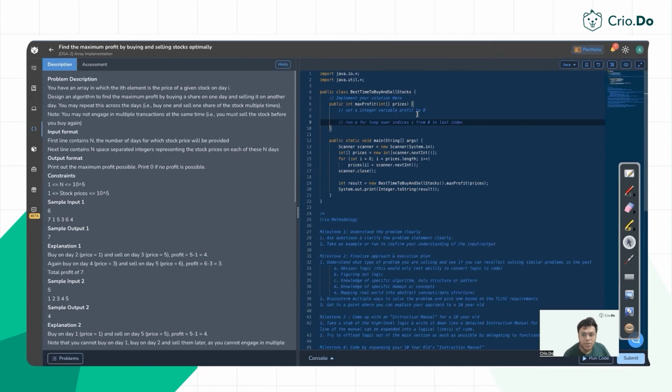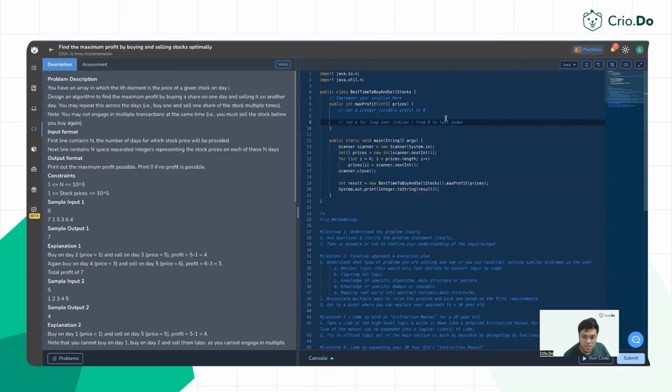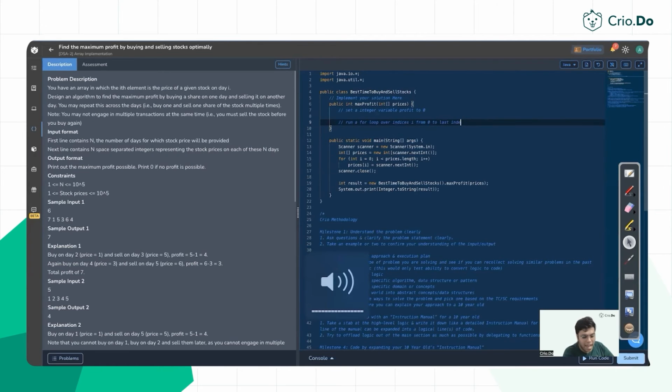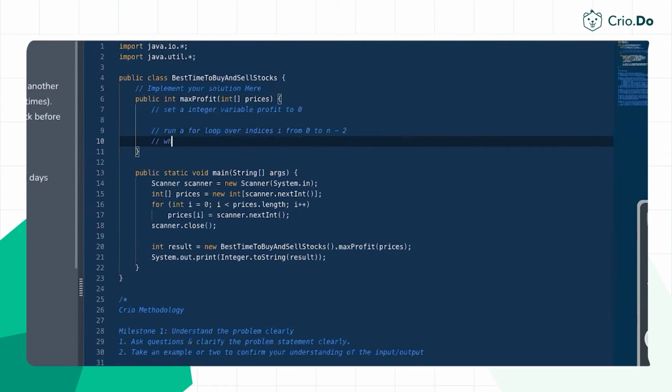But if we are comparing I with I plus 1, both I as well as I plus 1 should exist. When I will be the last index, in this case day 13, the next day does not exist. So if you just run the loop till the last index and you get I plus 1, it will give you an index out of bound error or exception. So make sure you are not running the loop till the n minus 1th index. You are only running the loop till n minus 2th index. So I will run from 0 to n minus 2, where n is equal to the prices array length.